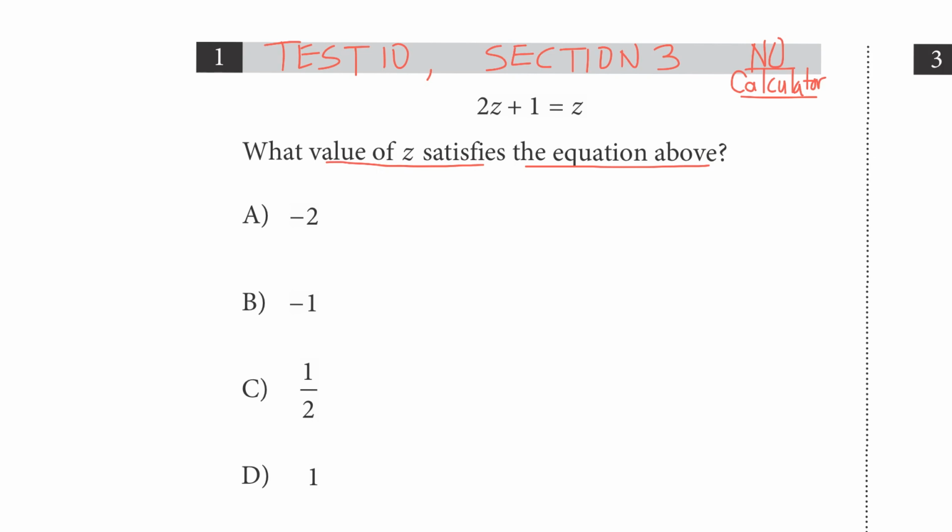So, subtract z on both sides. 2z minus z is going to leave you z, plus 1. And over here on the right hand side, you're going to have 0. So subtract 1 on both sides, and it looks like the value of z should be -1. So the answer here should be B for problem number 1.